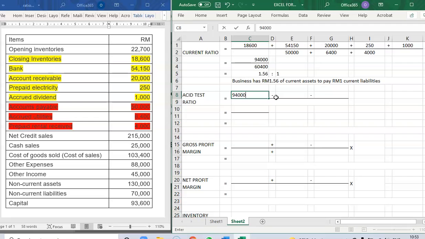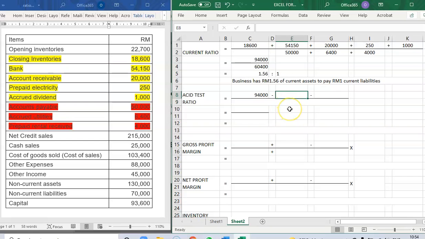Okay, the 94,000, and the formula test ratio, the total current assets should be deducted with the inventory, the closing inventory, and also must be deducted with the prepayment expenses. So any expenses that has been prepaid, it's very difficult for you to turn into cash, because you cannot ask the third party to return your money.